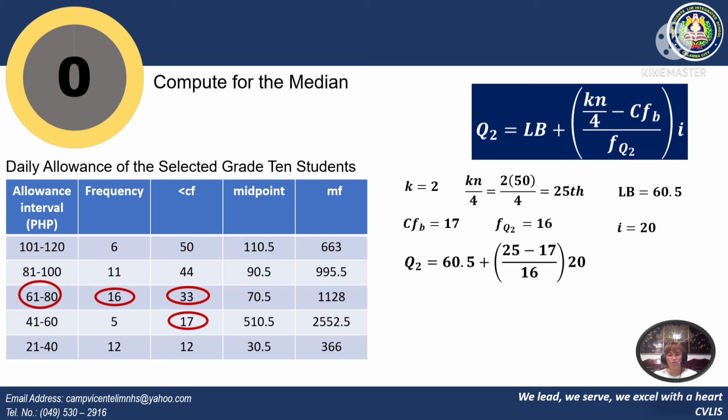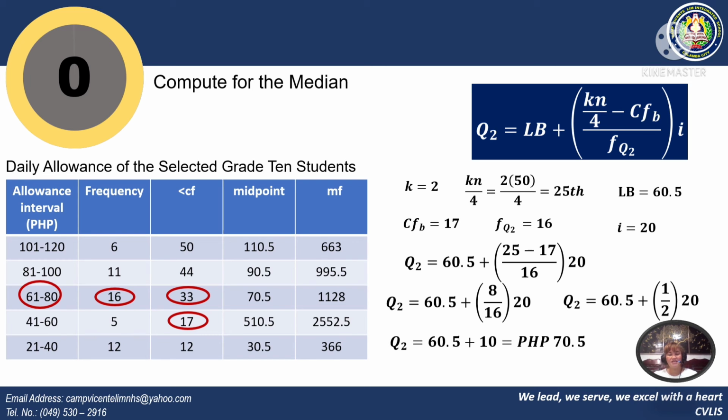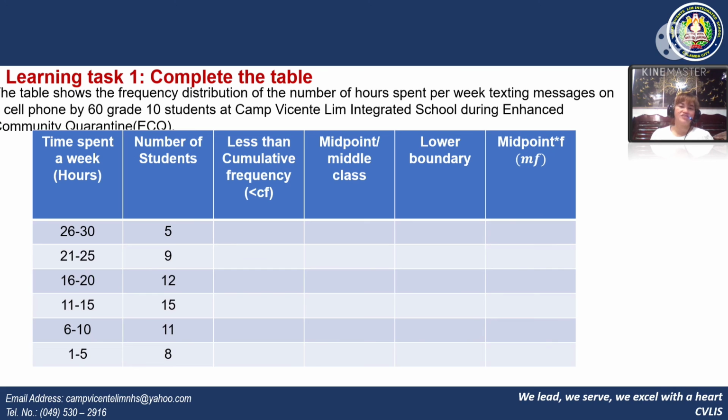And then let us substitute all the important values into the equation. So we have 60.50 plus the quantity of 25 minus 17 over 16, times 20. And then simplify. So the median yields to 70.50 pesos. This means that the middle daily allowance of the selected grade 10 students is 70.50. Or we can say that 50% of the students got the daily allowance of at most 70.50 pesos.